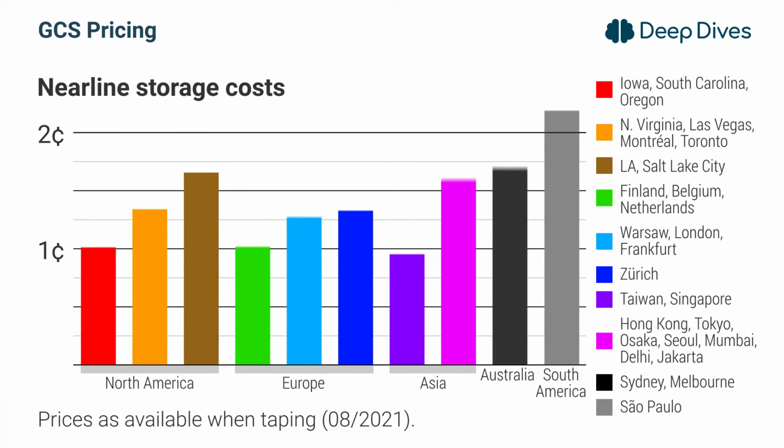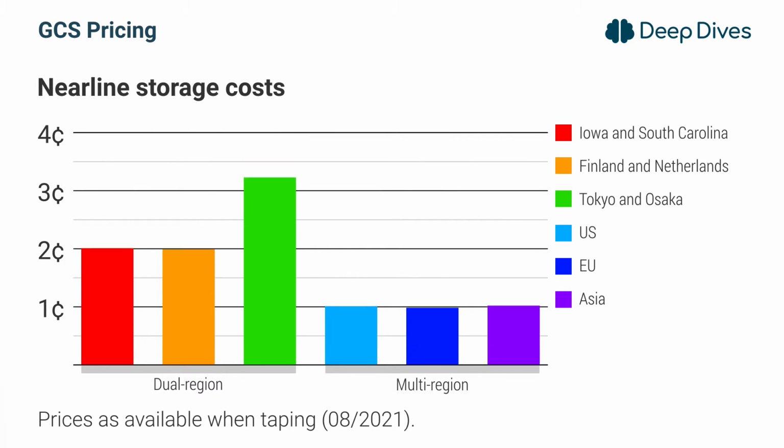Nearline costs vary similarly from 1 cent per gigabyte per month to 2 cents per gigabyte per month. The cost is often just half or just a bit over half of the standard cost. This time, the dual regions cost exactly the sum of the two participant regions, and multi-regions always cost 1 cent per gigabyte per month.